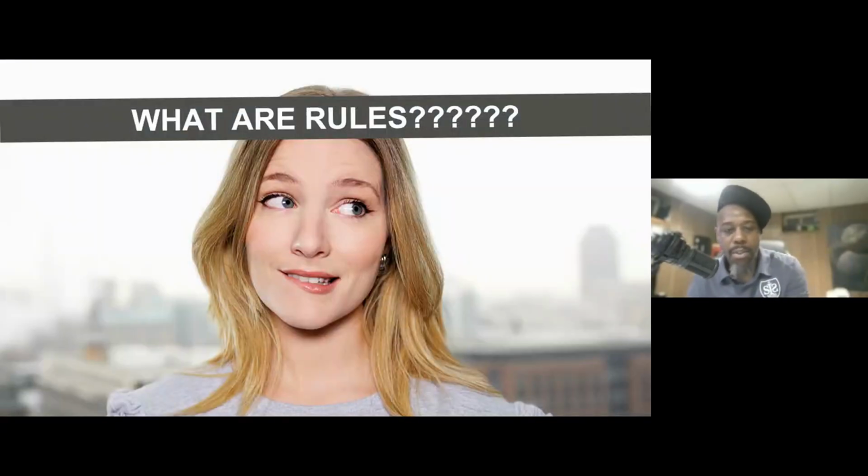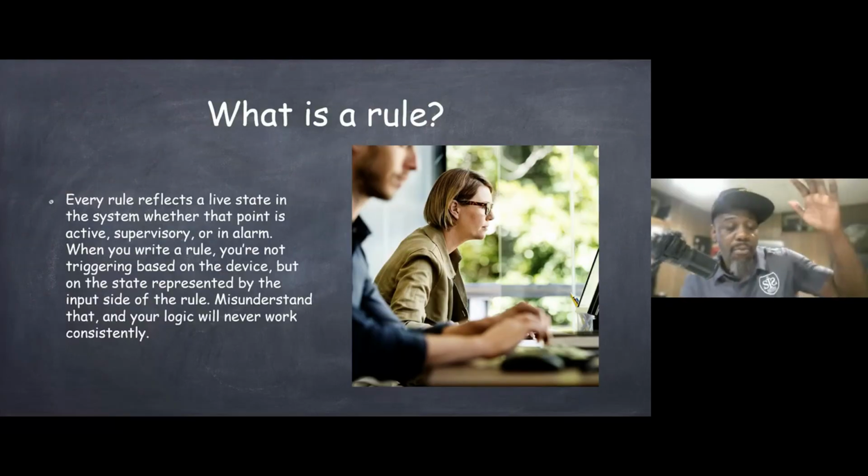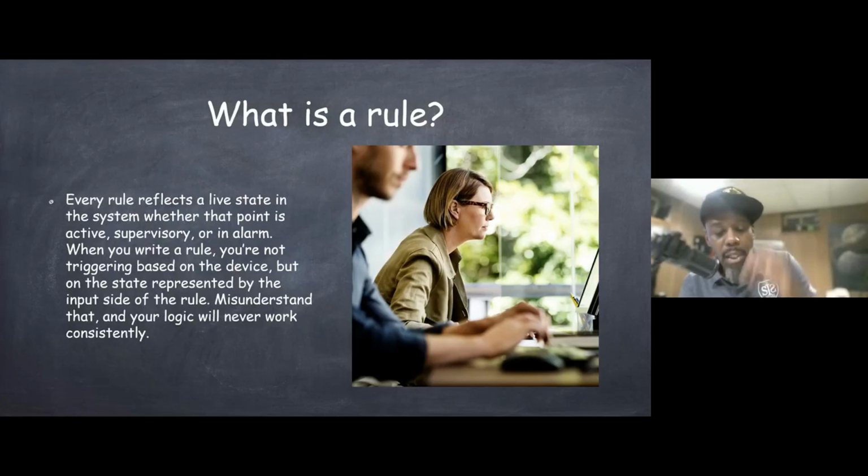All right, so what are rules? Every rule reflects a live state in the system, whether that point is active, a supervisory, or an alarm point. When you write a rule, you're not just triggering based on a device, you're triggering based on the state of the input side. So if the input goes into alarm, supervisory, or monitor, whatever state the input side of the rule goes into, the output functions you predefine will happen on the outside. And that happens from top to bottom. So whatever your priority rule is on the output side, you want to label that first.